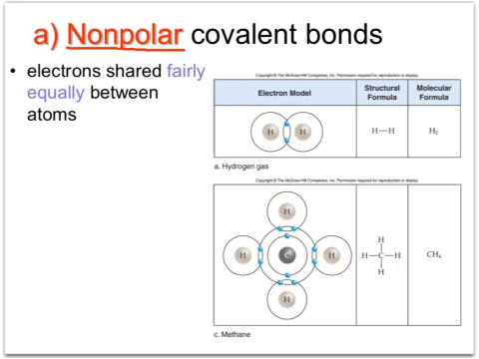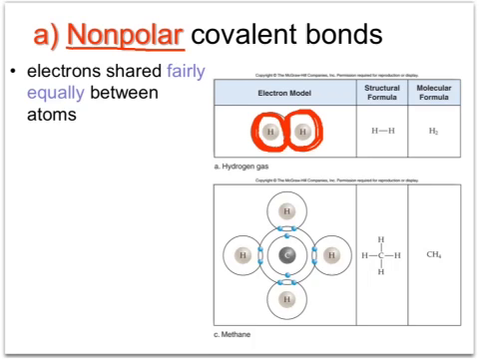Here we have, again, hydrogen gas, the hydrogen molecule. You can see that these 2 electrons will rotate around this hydrogen, and then one will rotate around this hydrogen. And so they spend equal amounts of time around all of the atoms within the molecule or compound. They just continue to rotate around each of those hydrogen atoms.